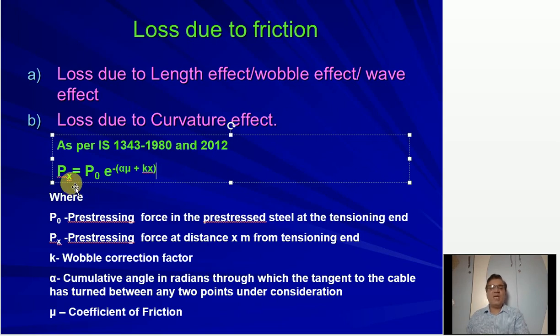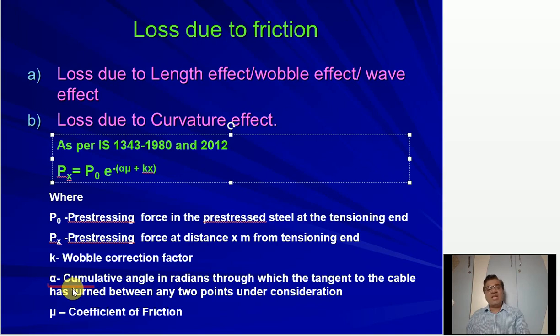That is equal to Px. What is Px? Px is the pre-stressing force at distance x meter from the tensioning end, and P0 is the initial pre-stressing force. That is equal to e raised to, in bracket, minus (mu alpha plus kx). Now, what is this alpha? Alpha is the cumulative angle in radians through which the tangent to the cable has turned between any 2 points under consideration. Now, this is the cumulative angle in radians.